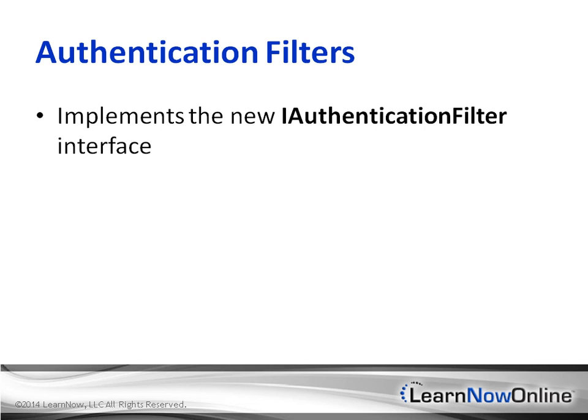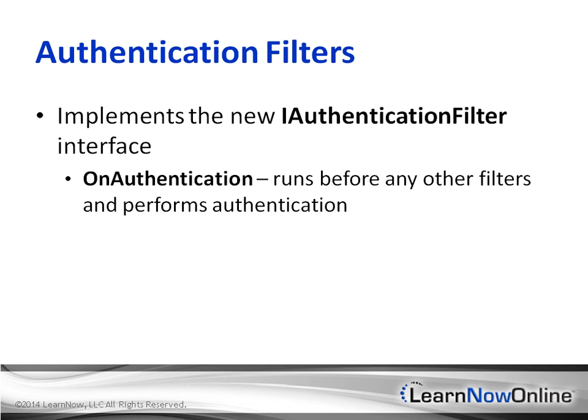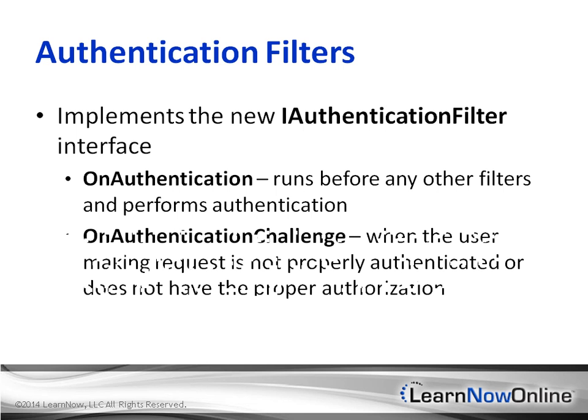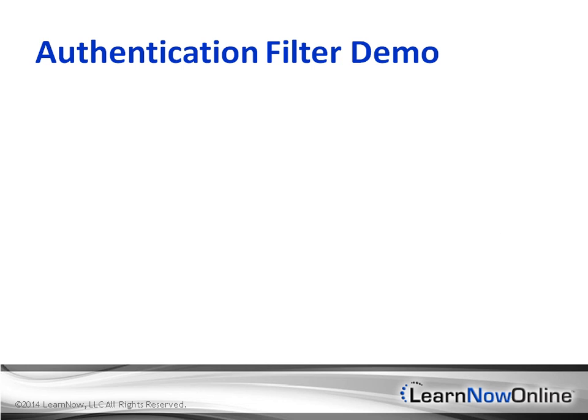Authentication filters implement the new IAuthenticationFilter interface. The first method on the interface is OnAuthentication. This runs before any other filters, and it actually performs authentication. The second one is OnAuthenticationChallenge. When the user making the request is not properly authenticated or does not have the proper authorization, this method is run and typically will redirect the user to a login page.